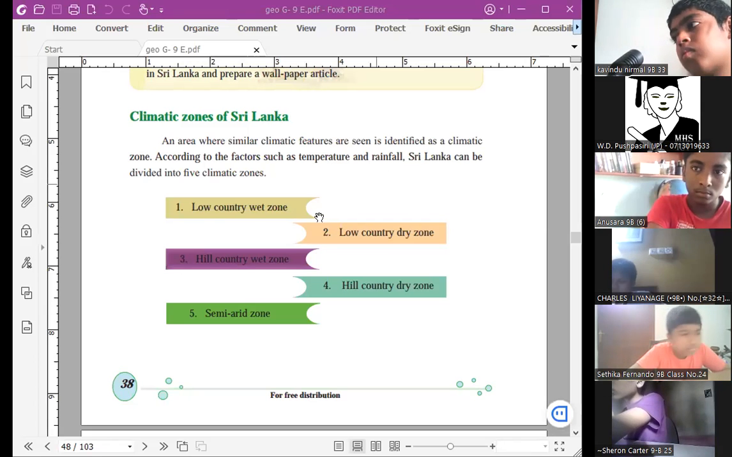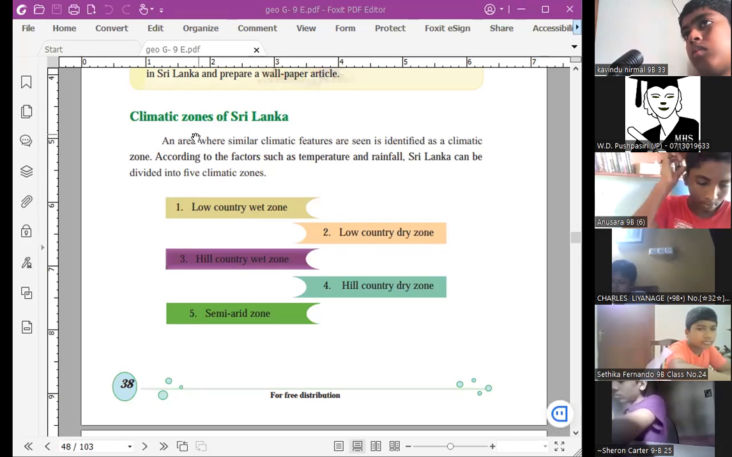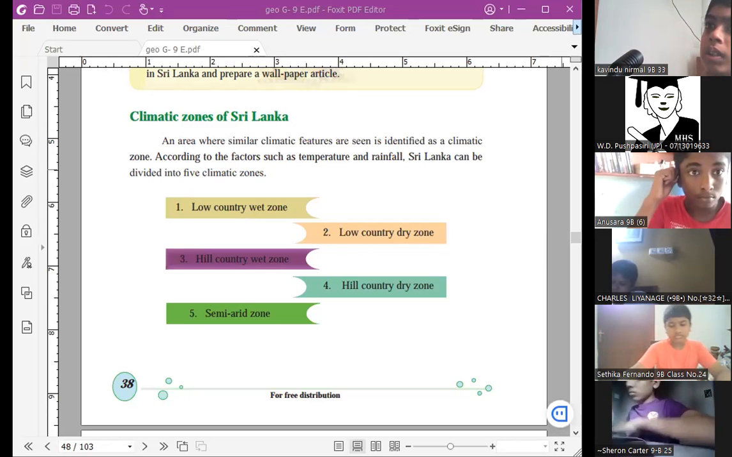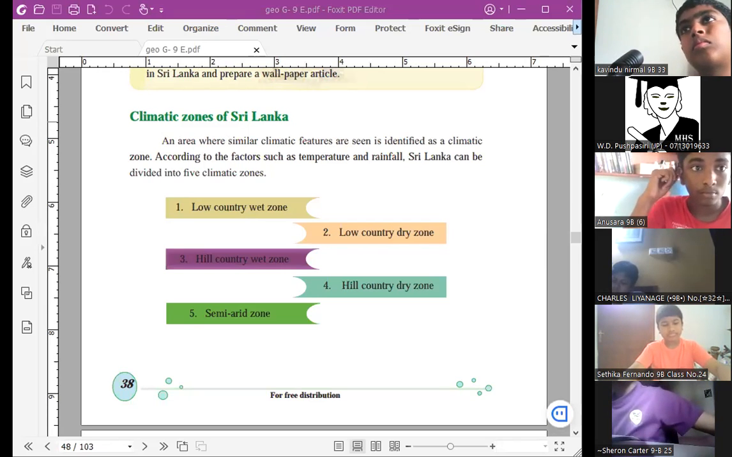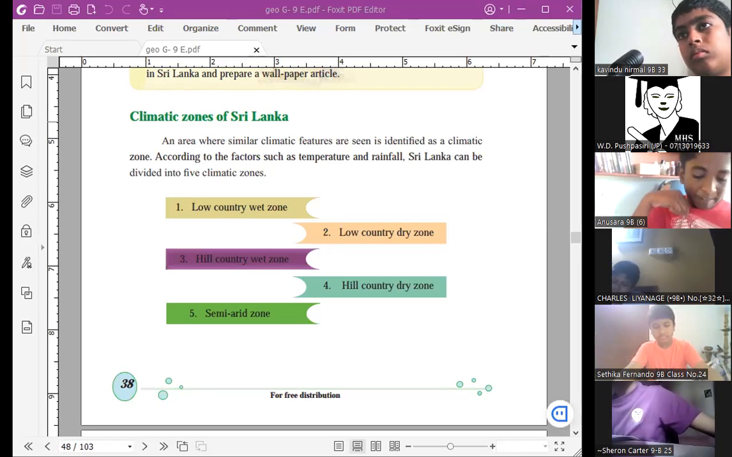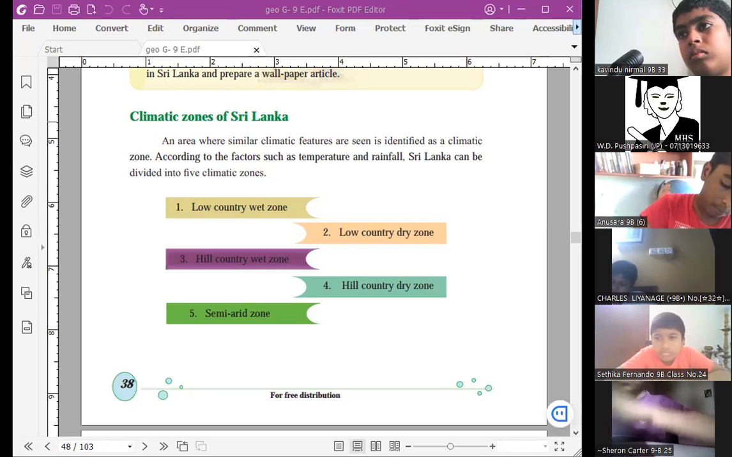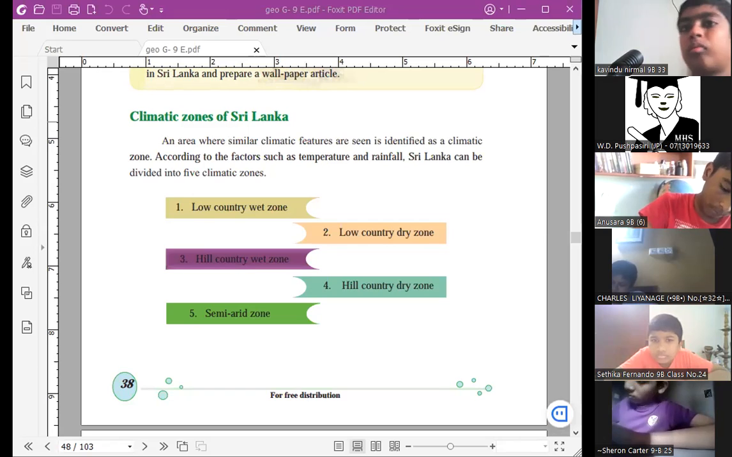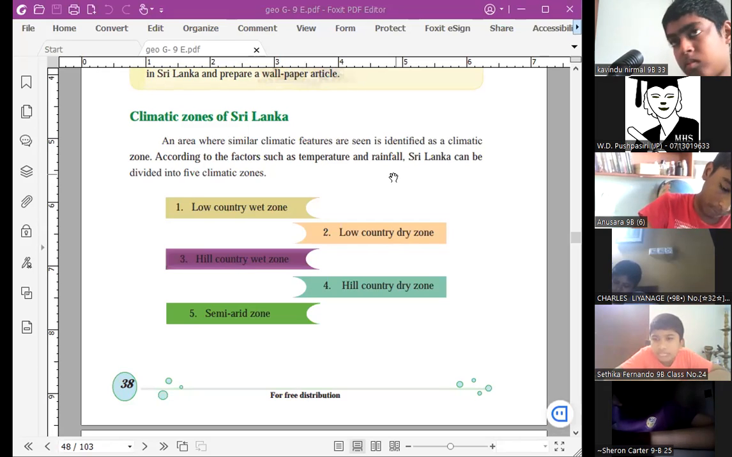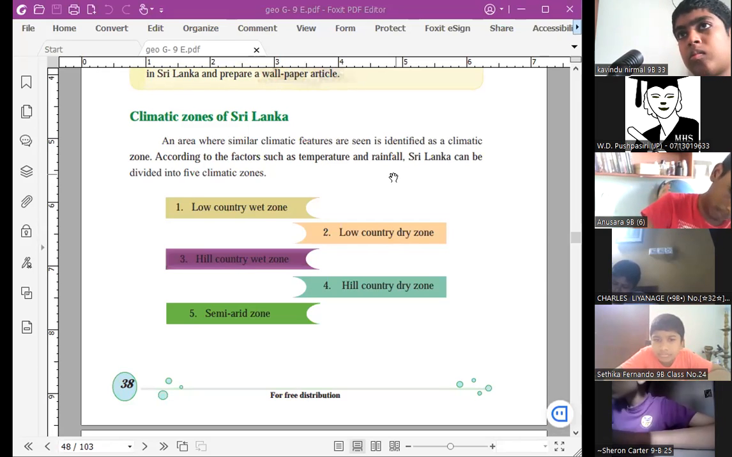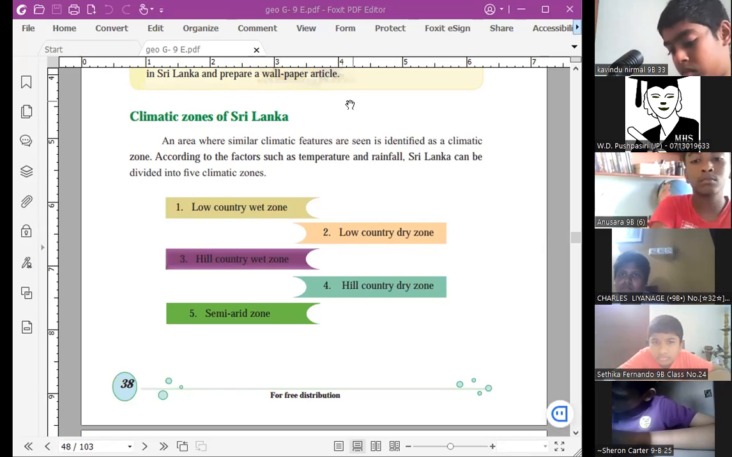So shall we write down the heading? Climatic zones of Sri Lanka. Sri Lankaවේ දේශගුණික කලාප. So we studied last time, I think, what is the difference between climate and the weather, right?